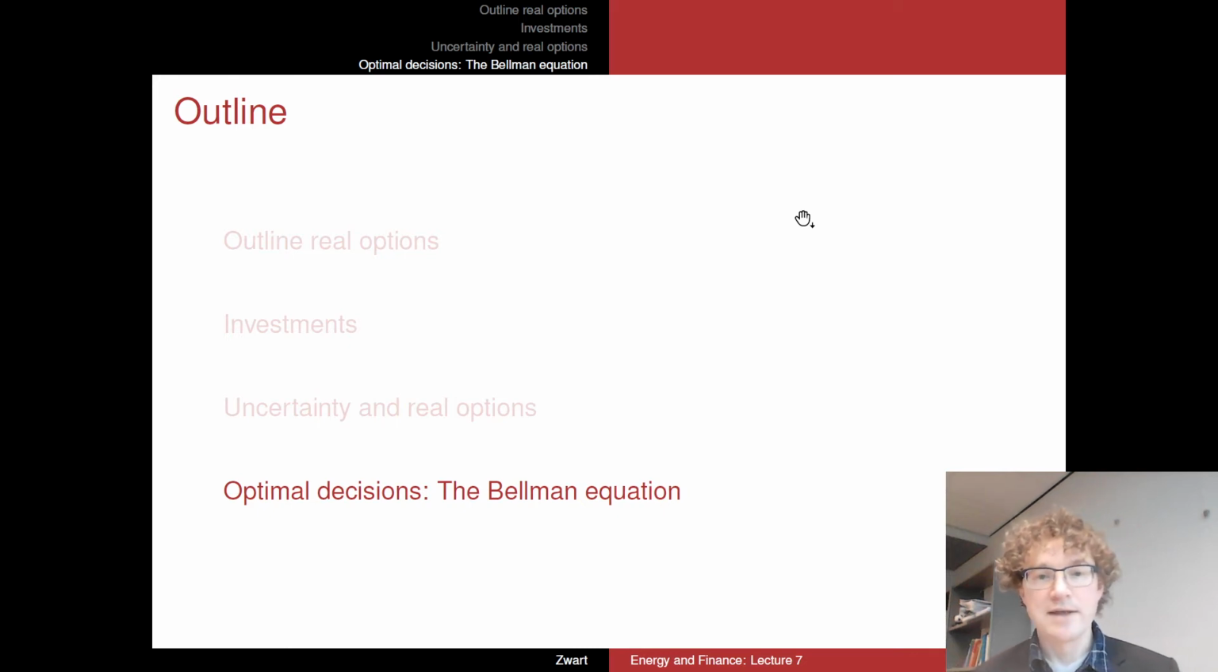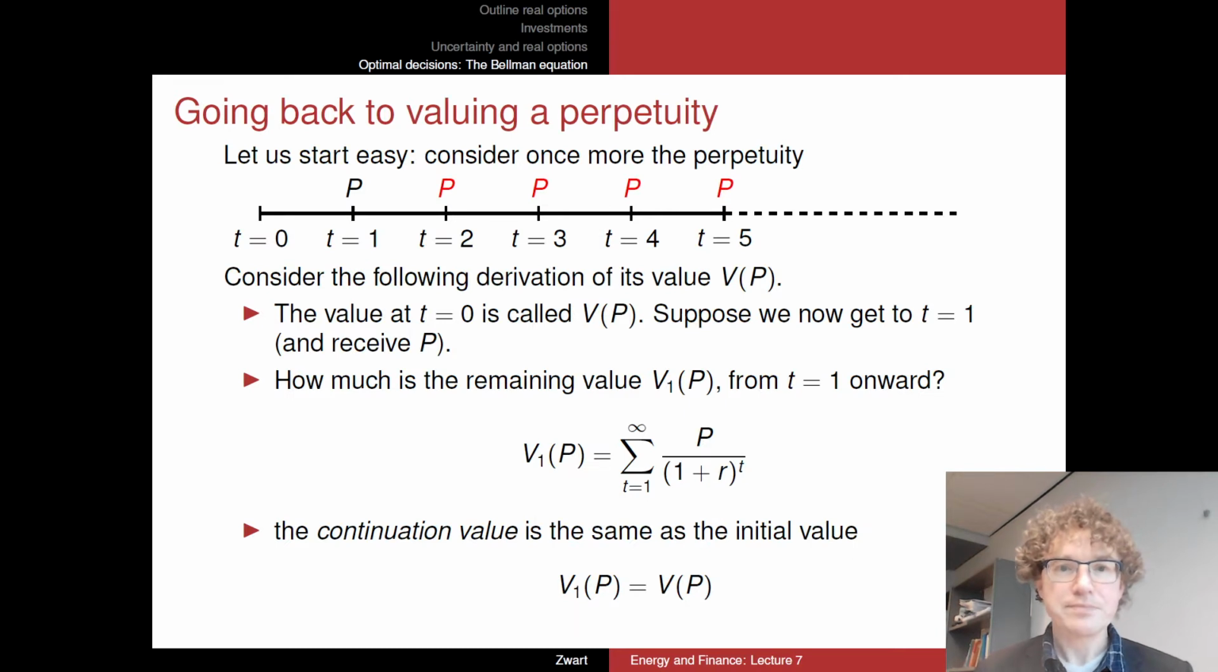So let's have a look then at optimal decision making. So let's have a look, in fact, at the Bellman equation, which is going to play a large role, in a slightly different form actually, in the rest of this course. So I'm again going back to this perpetuity, the very easy thing that we started out with.